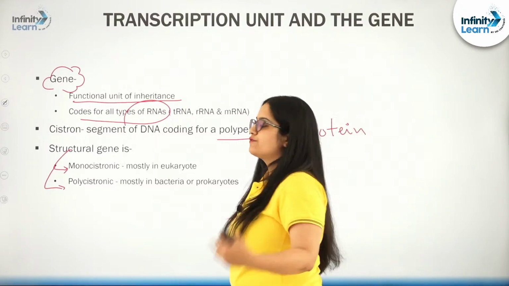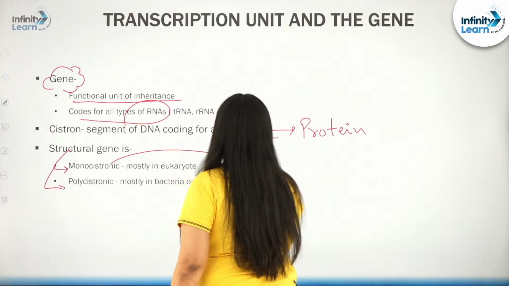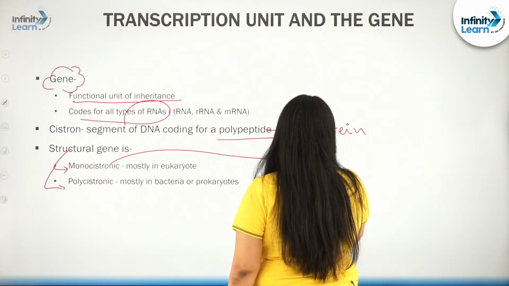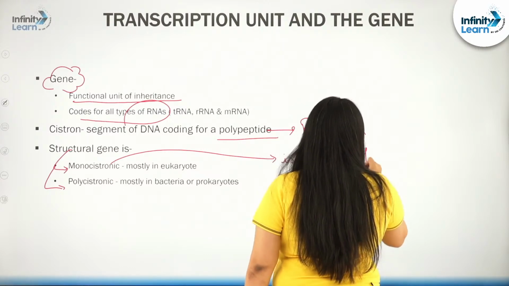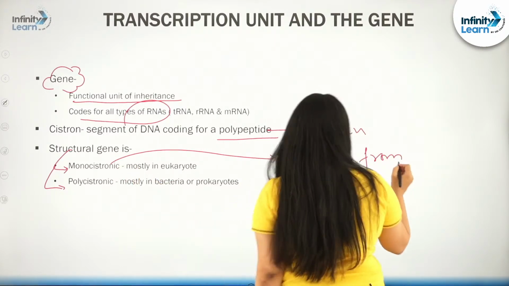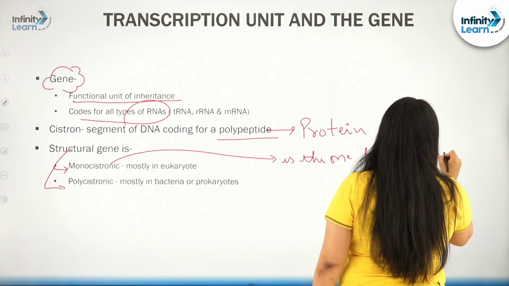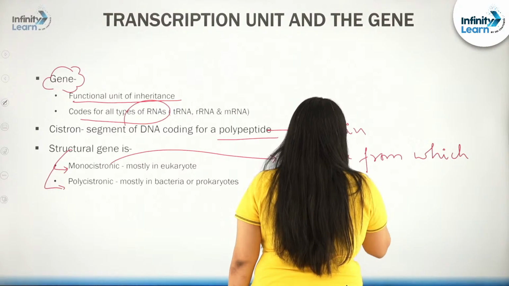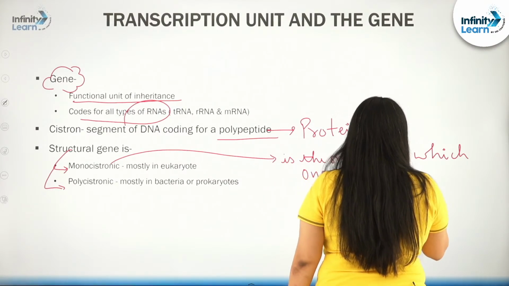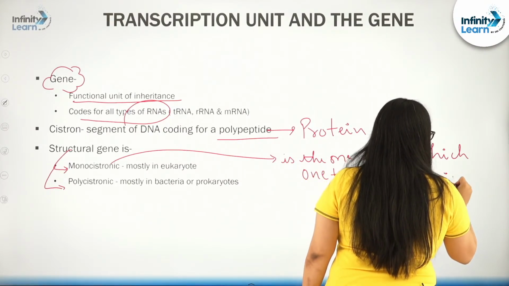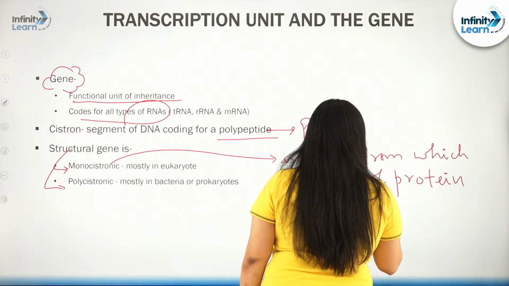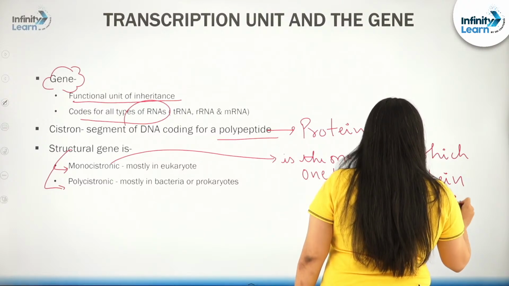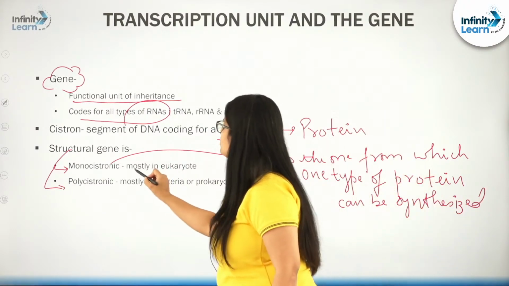So, let me write it for you. What is a monocistronic structural gene? A monocistronic structural gene is the one from which one type of protein can be synthesized. And they are most commonly seen mostly in eukaryotes.